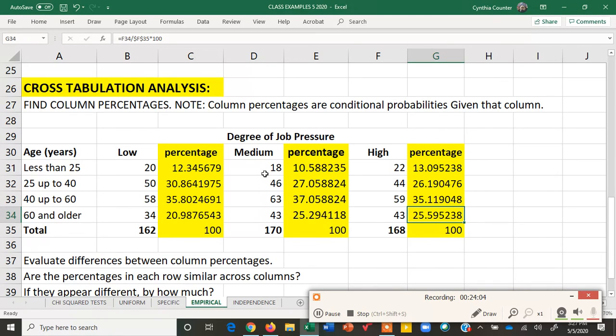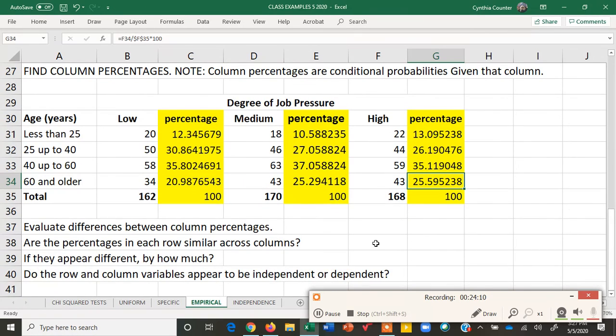All right. So they seem to be similar. So I would say here that they appear similar. By how much? I think the greatest we had was at most 4.5%. Of course, that was just estimating. And since they are similar, they appear to be independent. So this is cross-tabulation analysis. Notice it's a little bit subjective because what is similar?